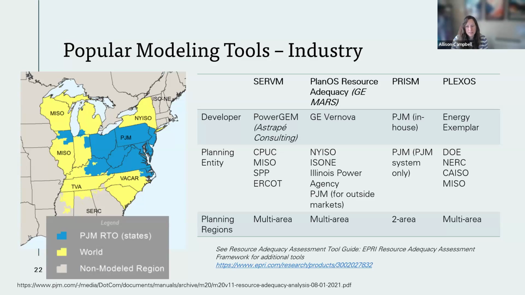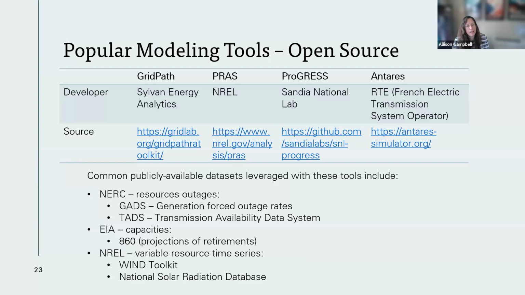Okay, next slide, please. There are a handful of dominant open source modeling tools. So for example, there's a tool called GridPath that's been developed by Sylvan Energy Analytics. While I was putting these slides together, I thought of also including some examples of important reports that have been put out. But frankly, there are a ton of really relevant reports from all of these tools, and so it felt difficult to be exhaustive there.